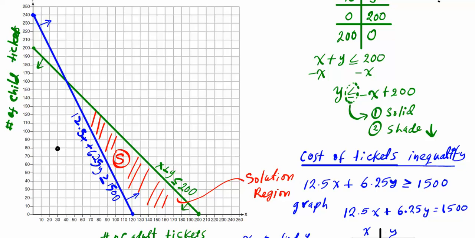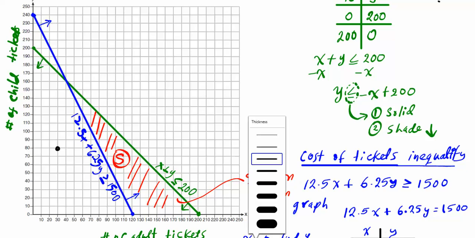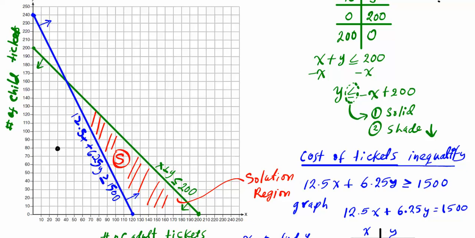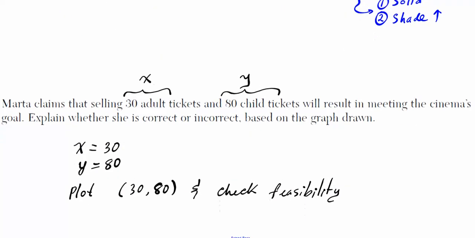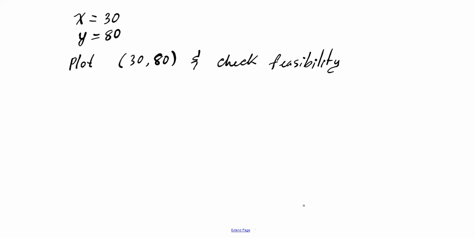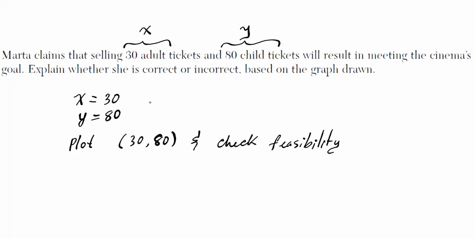Let me show you what I'm doing. All we do is trace what's going on here. You trace your 30 right here, bam. Trace your 80 right here. Oh wow, see, it's not in the feasible region, it's not in the solution region. So guess what? Is Marta's claim correct or not? Marta's claim is incorrect because the combination is not in the solution region. You're asked to explain, so you have to explain your answer.